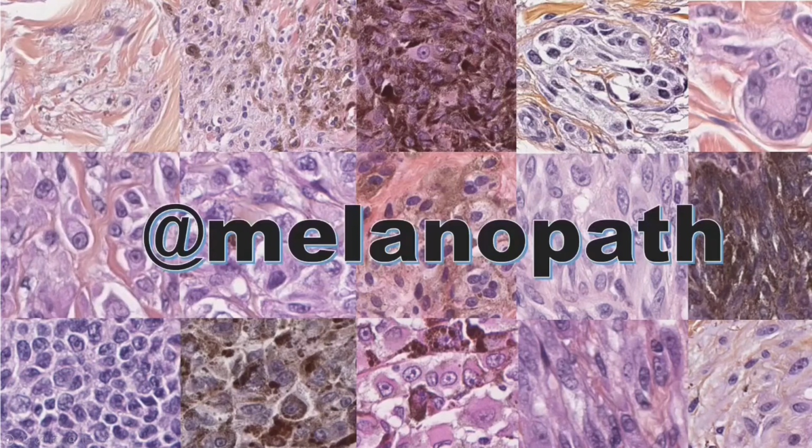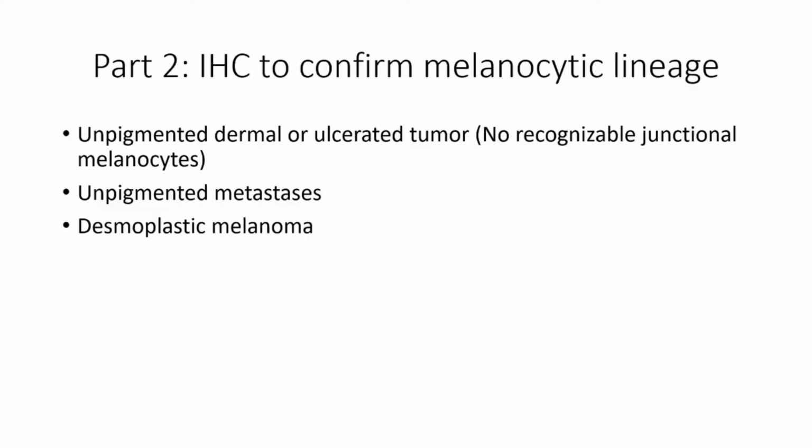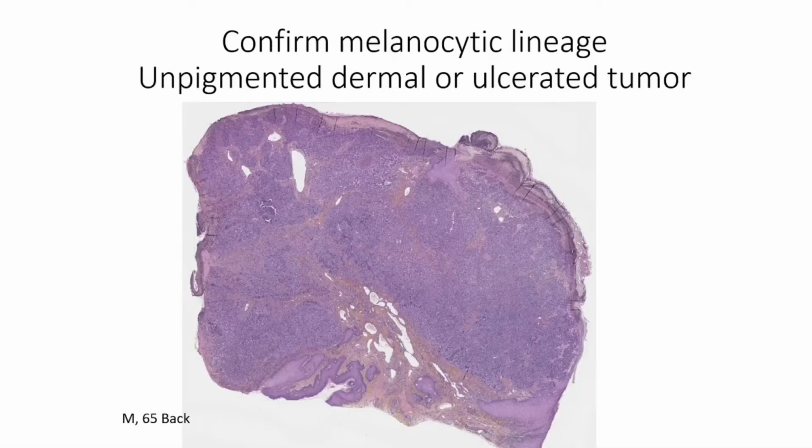At Melanopath, this video is the second part about the use of immunohistochemistry in melanocytic proliferations. Here are the three topics this video will be covering. We will start with unpigmented dermal and ulcerated tumors, here with an example on the back of a 65-year-old man.